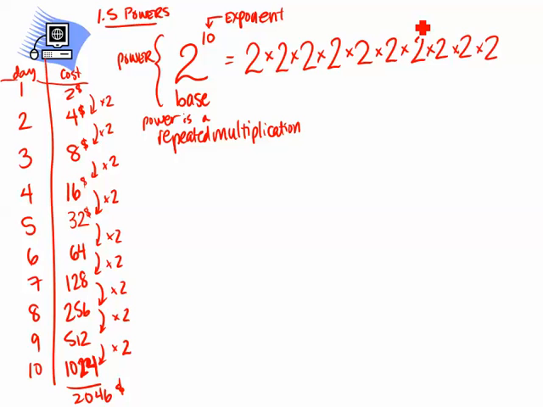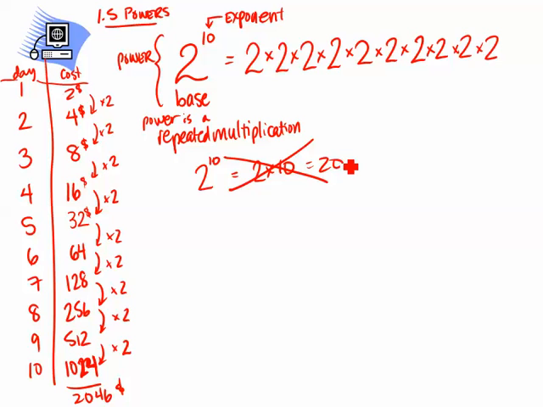And so the misconception, if you're in a lower grade, is that you would think 2 raised to the 10th power is the same thing as 2 times 10, which is 20. This, unfortunately, is a common mistake of all students studying powers, from elementary school all the way up to higher level education.